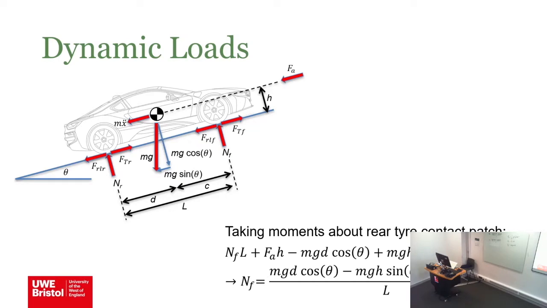The reason why the rolling resistance doesn't appear in here is that we're taking moments about this point, and clearly a rolling resistance here and here has no effect on the moment around that point. So that's not included in the calculation. The rolling resistance does not affect the loads in the car.